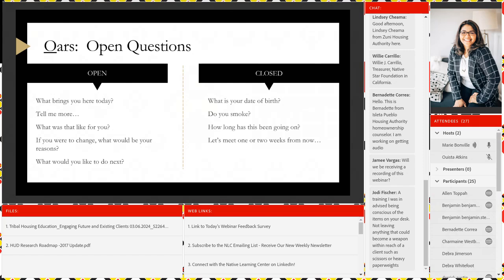So this is another acronym. Remember what an oar does? It moves the boat to and from their destination. Hopefully it's getting you where you need to go. So the first thing you need to do is ask an open question. I don't want to know when you're doing intake, what is your date of birth? Do you smoke? How long has this been going on? When were you evicted? Those are very closed questions.